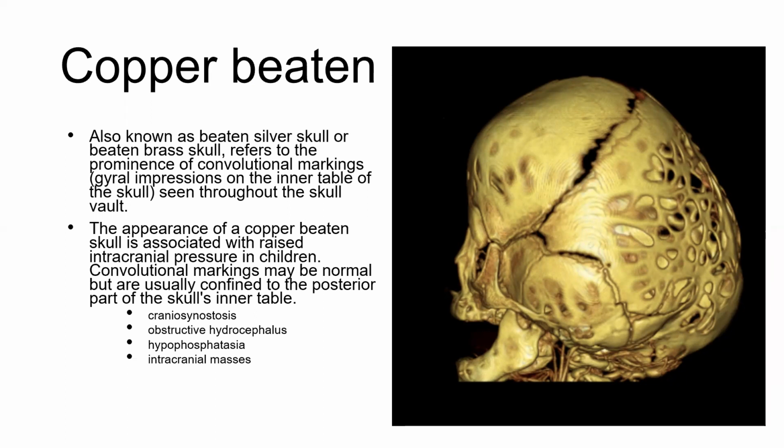So, this refers to the prominence of convolutional markings, the gyral impressions in the inner table of the skull, seen throughout the skull vault. The appearance of copper beaten skull is associated with raised intracranial pressure in children. Convolutional markings may be normal, but they're usually confined to the posterior part of the skull's inner table. So, associations: craniosynostosis, obstructive hydrocephalus, hypophosphatasia, and intracranial masses.